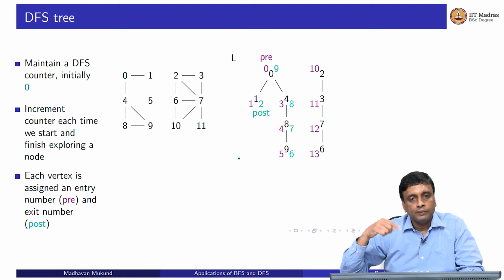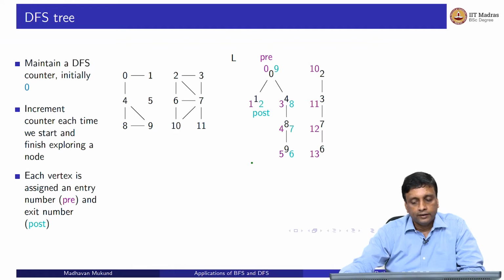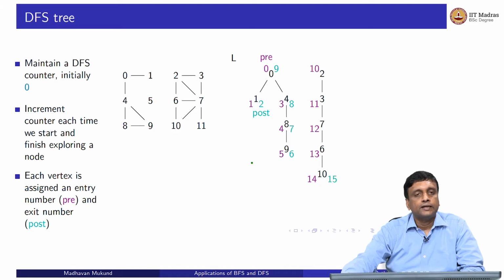At each point I keep incrementing this counter and setting it as the starting point. So I started 2 at 10, I started 3 at 11, started 7 at 12, I started 6 at 13. From 6 I go to 10, I started 10 at 14. Now from 10 I can't go anywhere because 6 and 7 are done, so I finish 10 at 15. I come back to 6, 6 has only 2 and 7, so 6 is also done at 16.